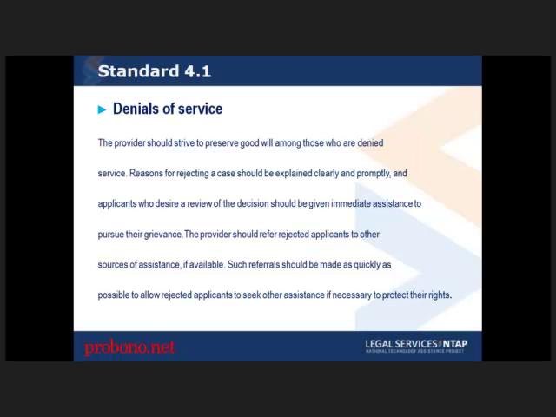It also says that if referrals are made, the referral should be made as quickly as possible, so that the applicants who were rejected promptly can seek assistance with other projects to protect their rights. And I think this is the key for online systems: with online intake systems, you can really make this standard come alive. We'll talk a little bit more about that, but I think online intake is perfectly suited to do this.